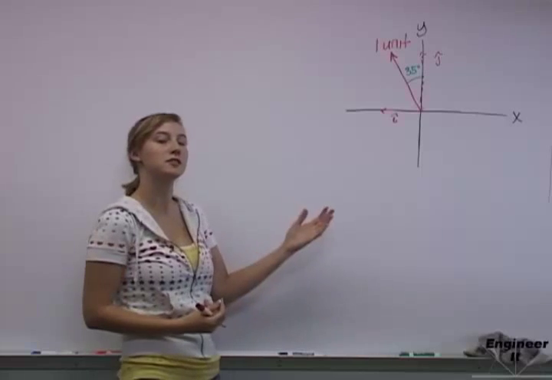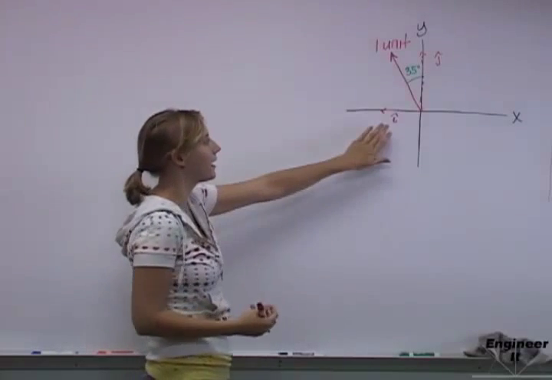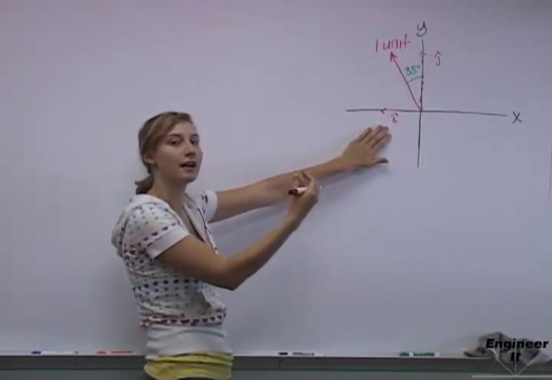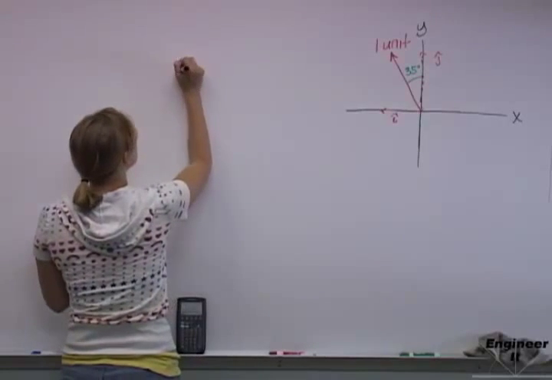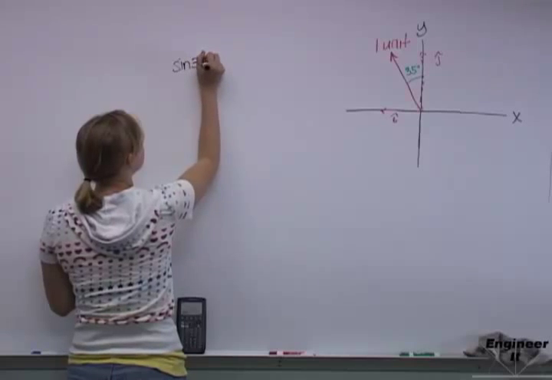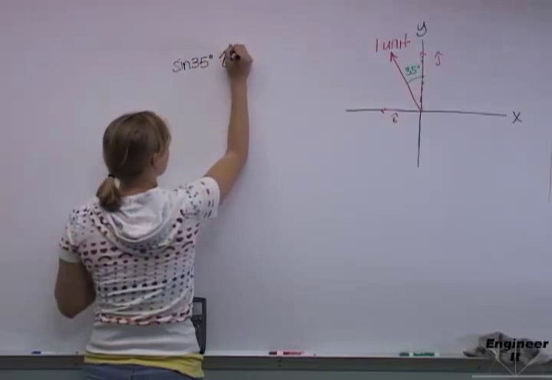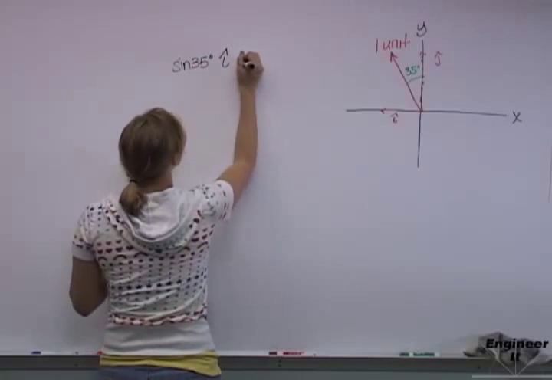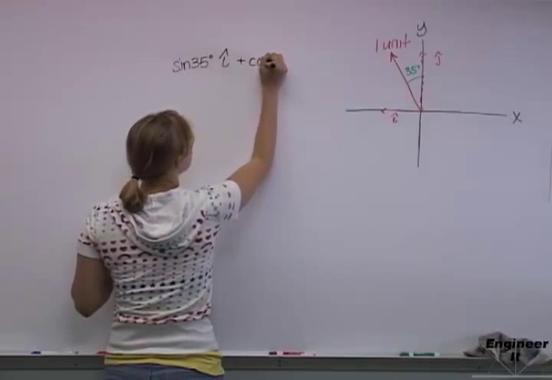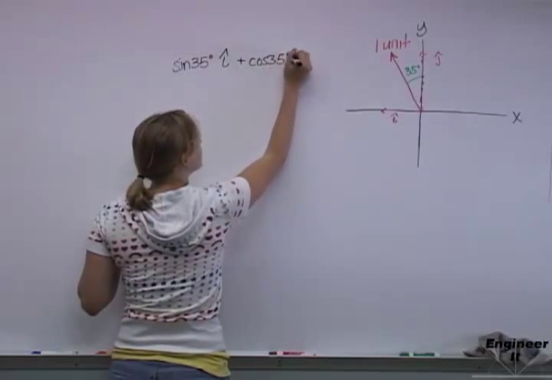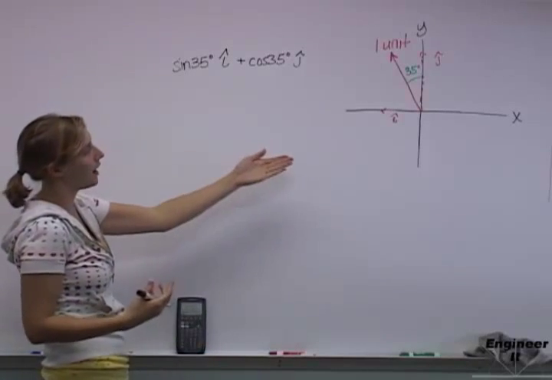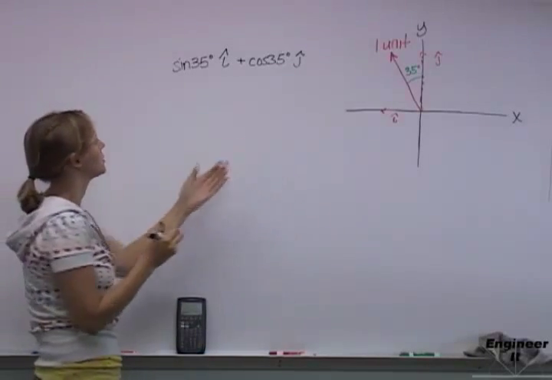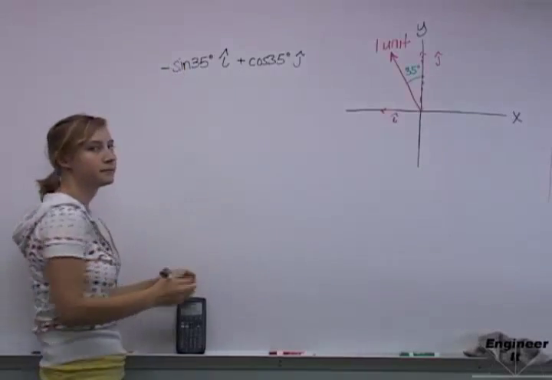So as you can see, just using simple trig, the i component is going to be the sine of 35 degrees. So let's go ahead and write sine 35 degrees is our i component plus cosine of 35 degrees is our j component. Now, as you can see in the picture, i is in the negative x direction, so we're just going to go ahead and put a negative on that.